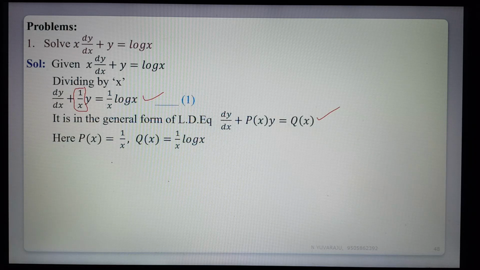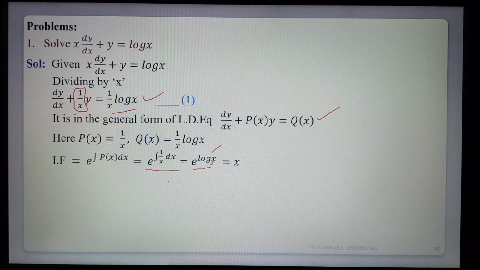So p of x is equal to 1 by x, q of x is equal to 1 by x into log x. Now finding the integrating factor. That is equal to e power integration of p of x dx, which is e power integration of 1 by x dx, that is equal to e power log x.